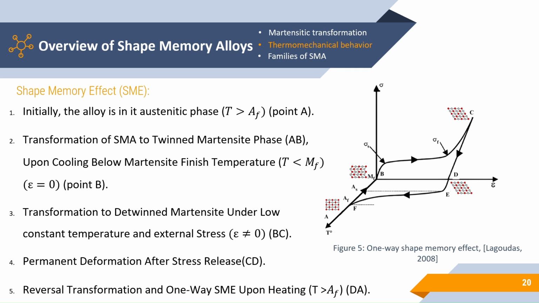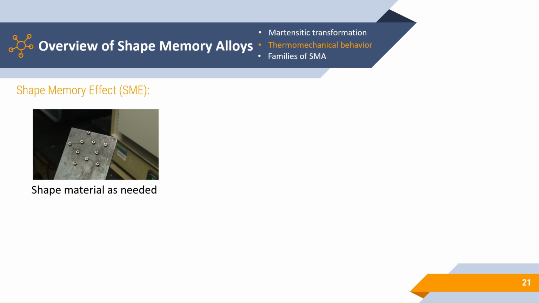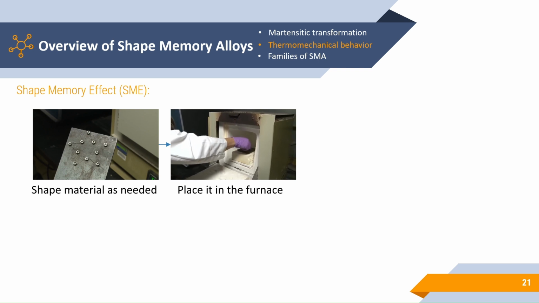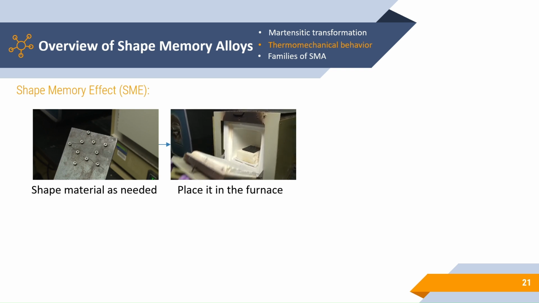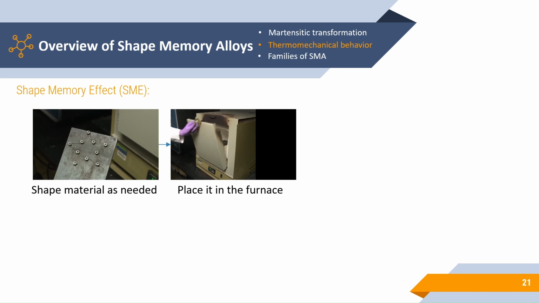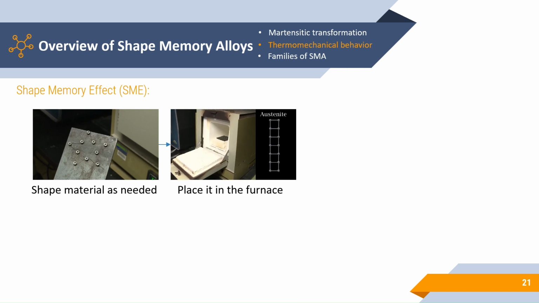The question that now arises is, how can we set the memory shape? To answer this question, let's take an example. First of all, we shape the material as needed, using screws to hold the wire in place. Then, we place it in the furnace at a really high temperature. The wire transforms into austenite and the memory shape is set.